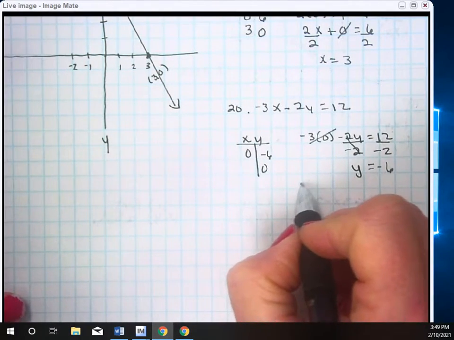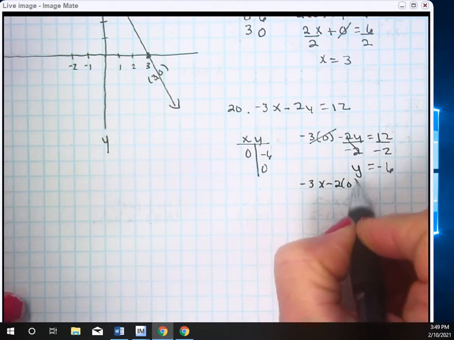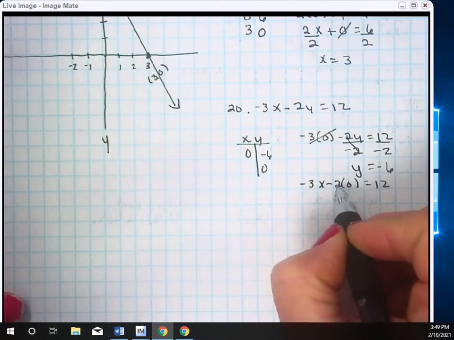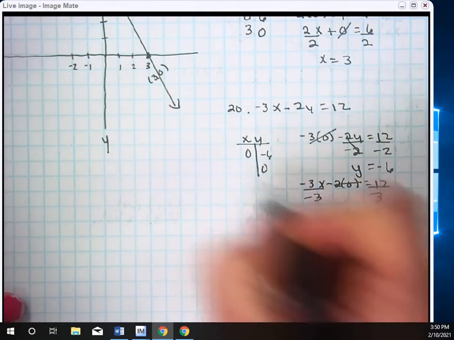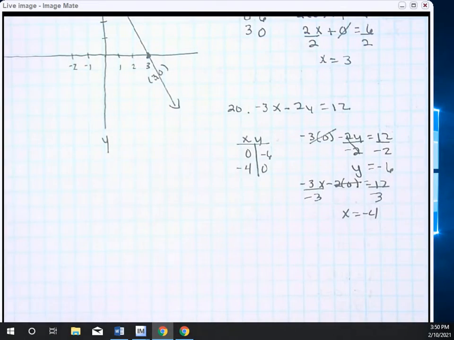I'm going to write down the problem again with the 0 substituted in for the y, and I'm going to divide by the negative 3 and get the negative 4.